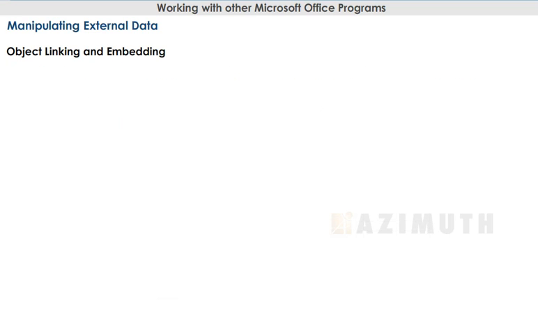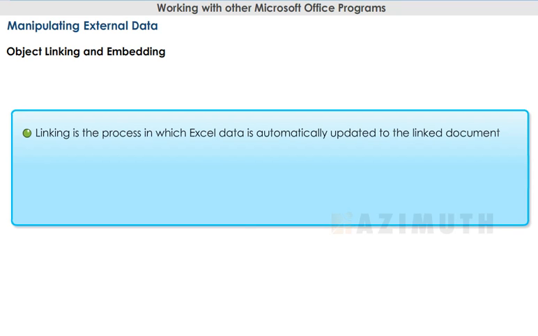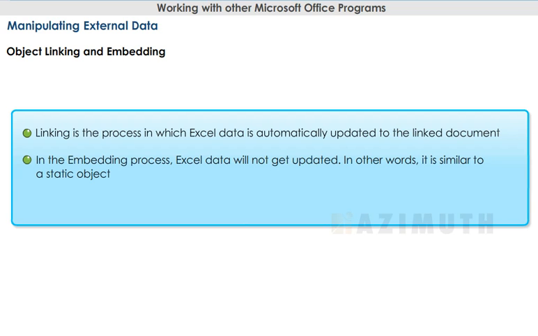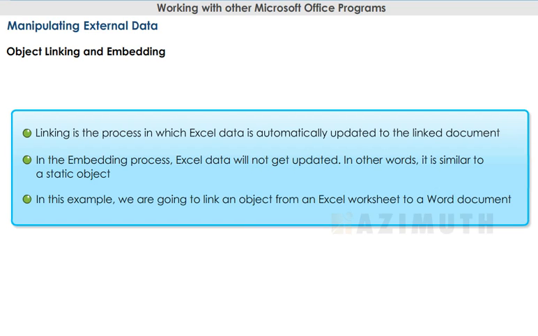Now, let us see object linking and embedding. Linking is the process in which Excel data is automatically updated to the linked document. In the embedding process, Excel data will not get updated. In other words, it is similar to a static object. In this example, we are going to link an object from an Excel worksheet to a Word document.